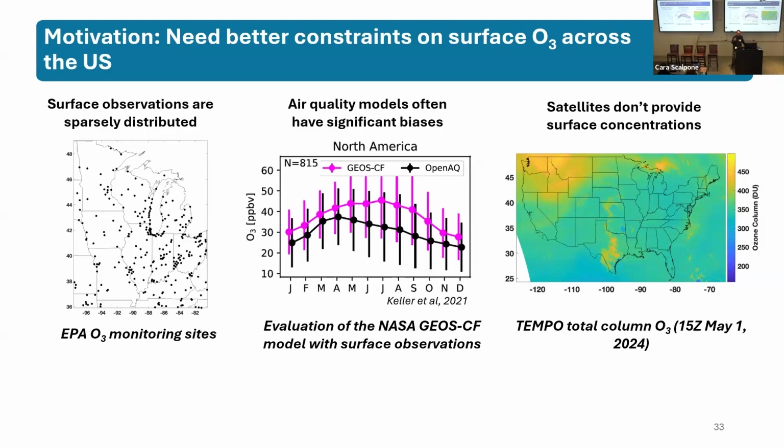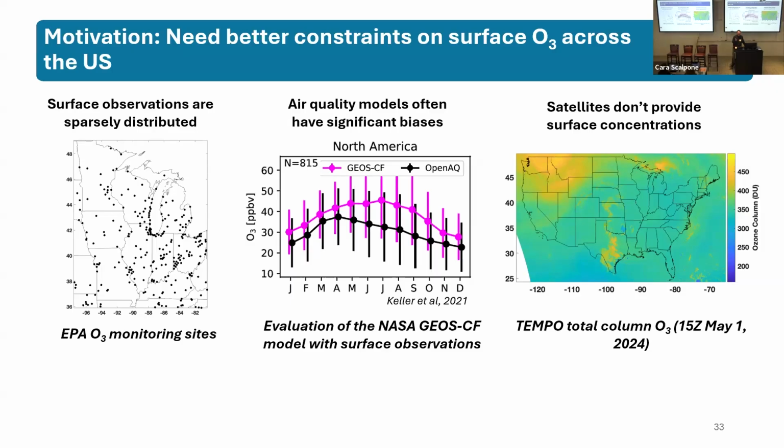And we can do this multiple different ways, using observations, using models, using satellites, but each of these has their own limitations. So, if you have observations, they're great data, but if you don't live at a monitor, we don't know what the ozone is there. And those monitoring networks are very sparsely located.